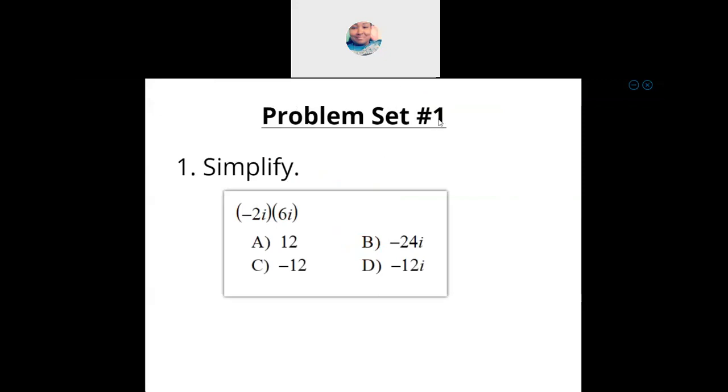So remember, when you're multiplying this, you got to multiply everything all together. So first you got negative 2 times 6, which of course is negative 12. And then it's i times i. So that is i squared. So some of y'all did pick negative 12i. Remember, it actually should be i squared versus just a regular i. And we cannot keep it like this because remember, i squared is always equal to negative 1.